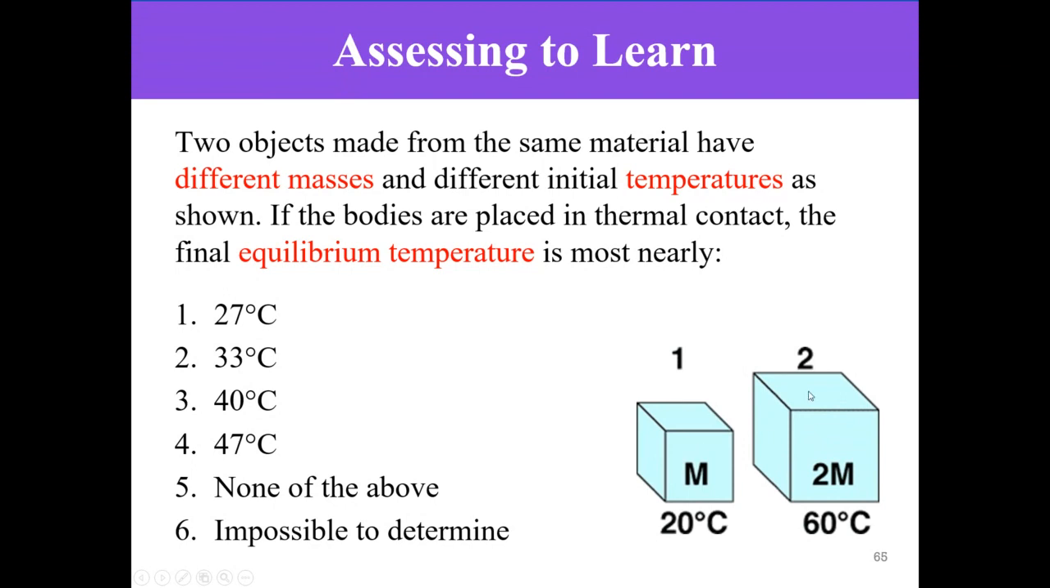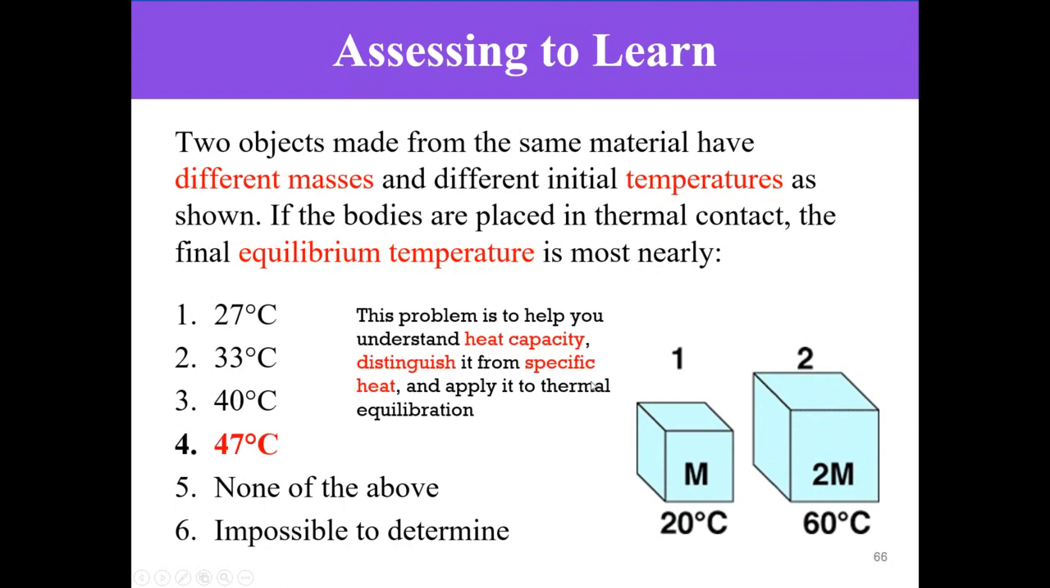Heat capacity is equal to the product of the specific heat by the mass. So in order to do the comparison, you need to multiply specific heat by the mass. In other words, you are comparing the heat capacity. In this case, most likely 47 degrees will be the equilibrium temperature.